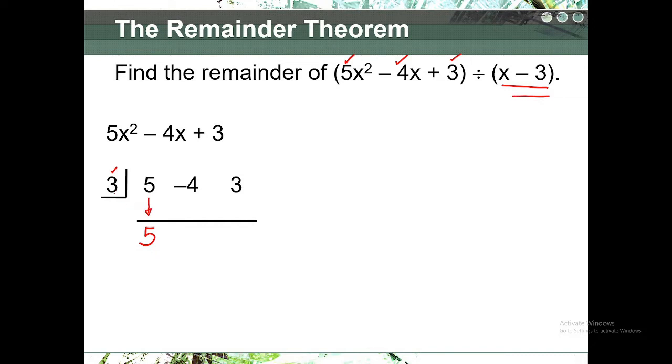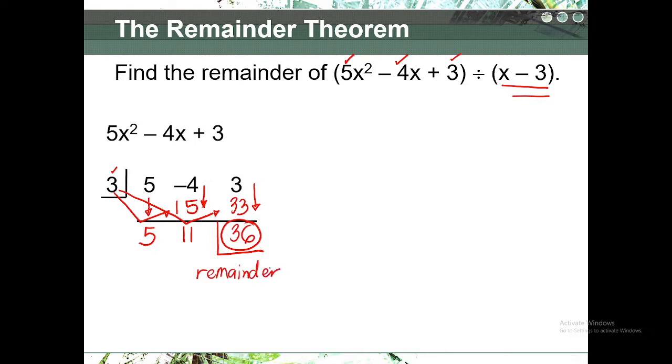Then multiply 3 and 5 to get 15. Combining negative 4 and 15, you'll get 11. Multiplying 3 and 11, you will be getting 33. Combining 3 and 33, that is 36. This one is what you call your remainder.